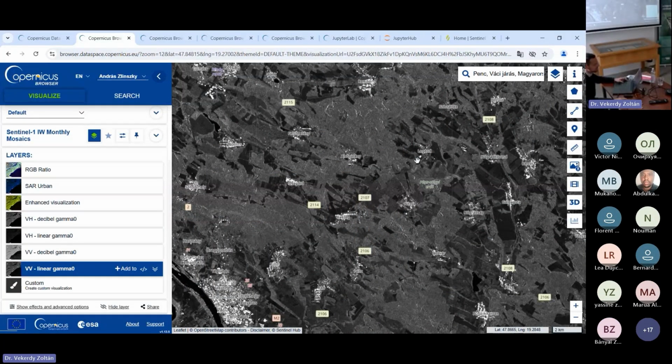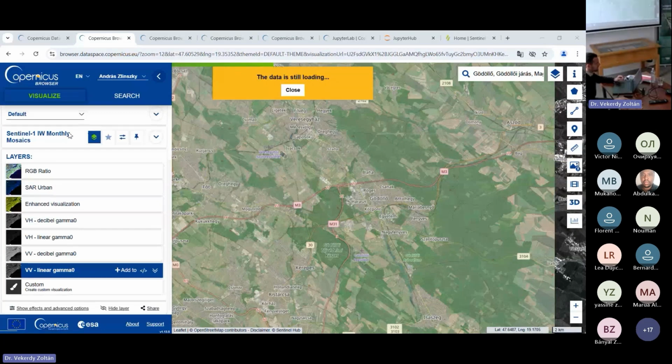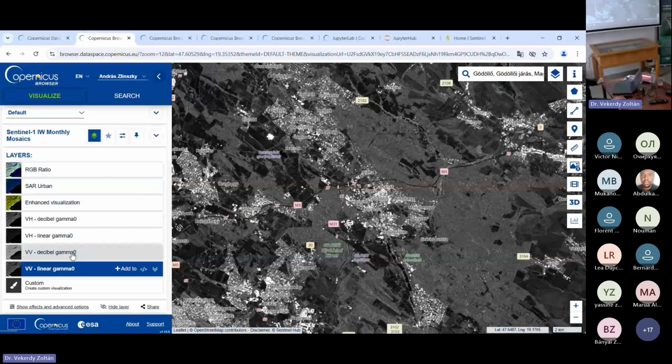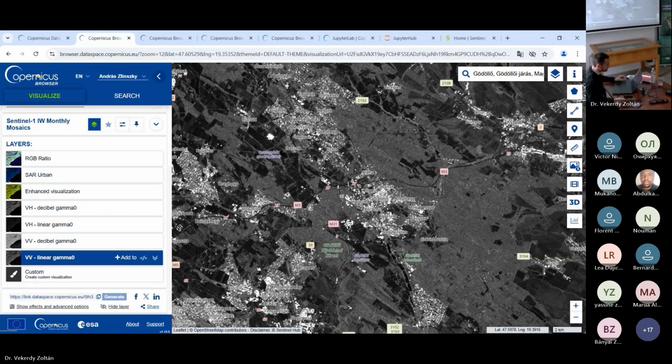We go back to, let's have the most recent monthly mosaic. And we want to look first at the individual layers of VV and VH, just to understand this difference between the decibel gamma and the linear gamma. Let me post a share link into the chat. So what do we see?